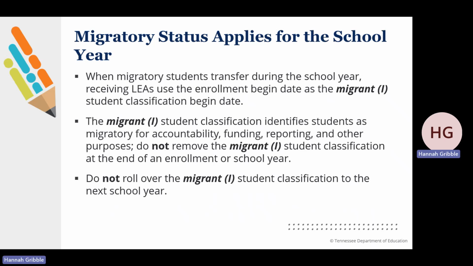Migratory status applies for the school year. When migratory students transfer during the school year, receiving LEAs use the enrollment begin date as the Migrant I student classification begin date. The Migrant I student classification identifies students as migratory for accountability, funding, reporting, and other purposes. Do not remove the Migrant I student classification at the end of an enrollment or school year. Do not roll over the Migrant I student classification to the next school year.